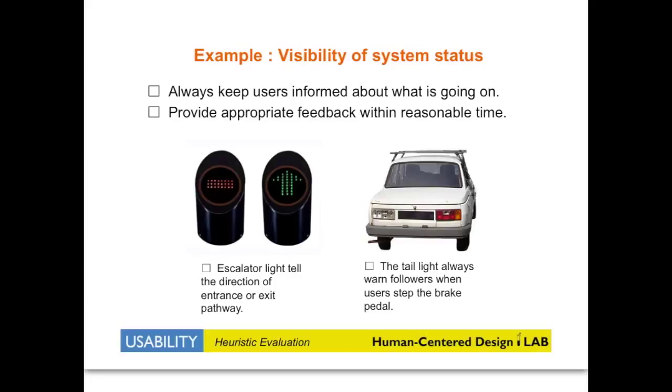This is an example of the checklist. You can apply it to the product, for example the escalator light tail. The light tail shows the direction of the entrance or exit. If it's an entrance, the other is exit. So it shows that okay, you can go in, or you cannot pass this escalator. Or provide the appropriate feedback within a reasonable time, like the tail of the car light. If one is broken or doesn't have it, it cannot warn the follower. So we would like to check that the car has something to show that okay, the system is working, or the car is stopping or is running.